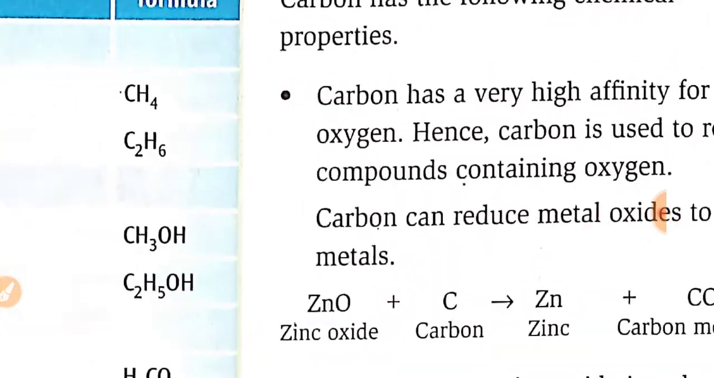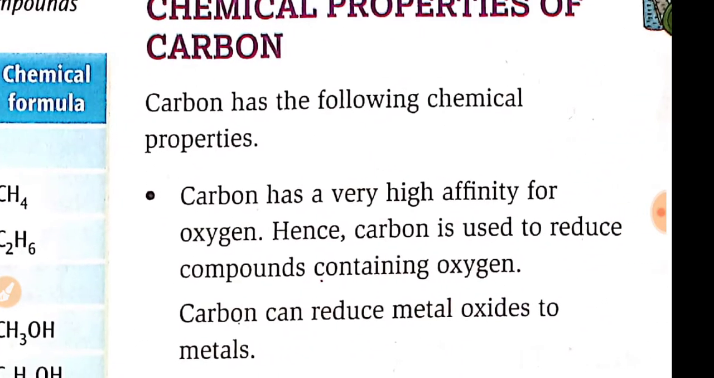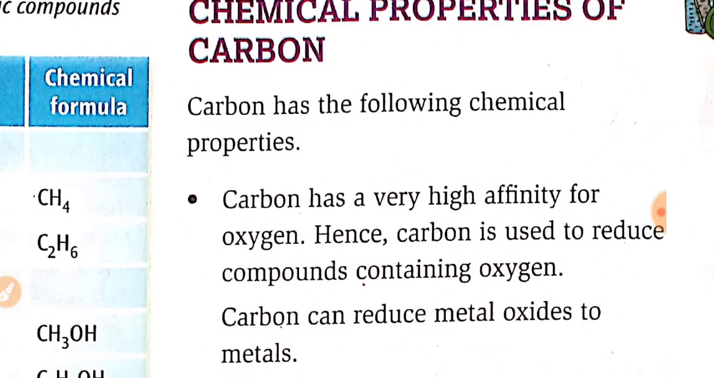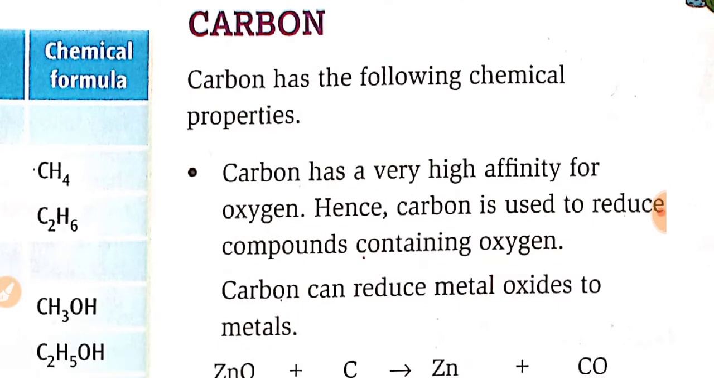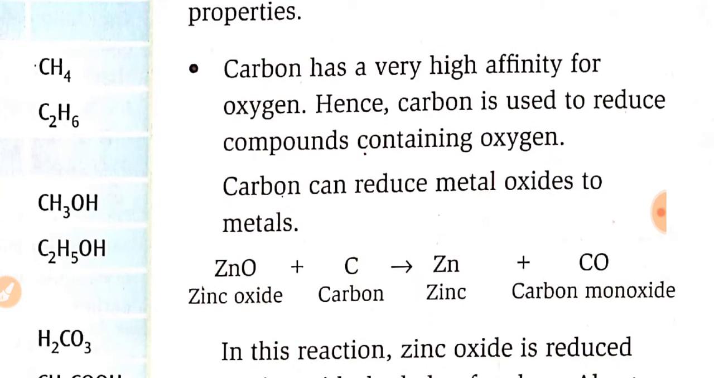Now we read about carbon first. Okay, carbon has the following chemical properties. Okay, some chemical properties of carbon. Carbon has a very high affinity for oxygen. Hence, carbon is used to reduce compounds containing oxygen. Carbon can reduce metal oxides to metal.